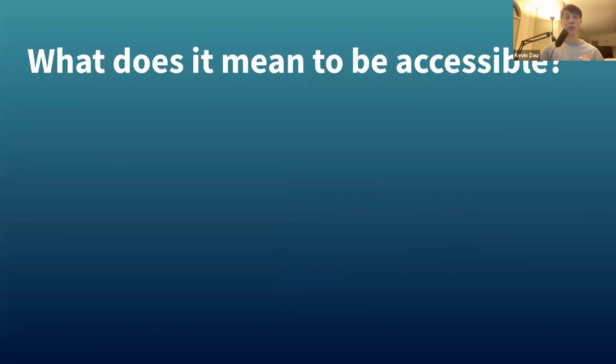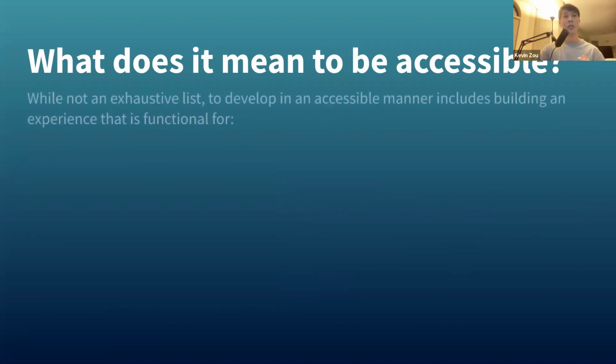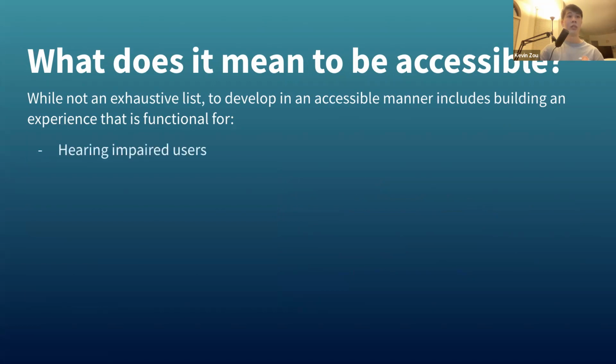Now that we've covered the what and why of accessible development, we can talk about how we can move towards that point. While this is not an exhaustive list, in my opinion, developing in an accessible manner includes building an experience that is functional for the following. We have hearing impaired users. An example of this is if you have a hearing impairment and maybe can't watch a video and listen to the audio, having subtitles is an example of how you can make it accessible for those users.